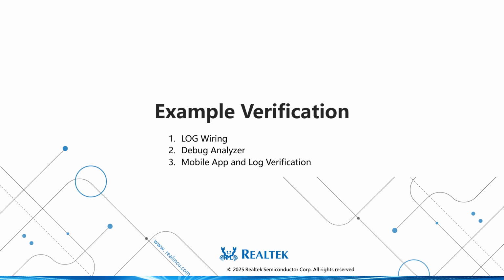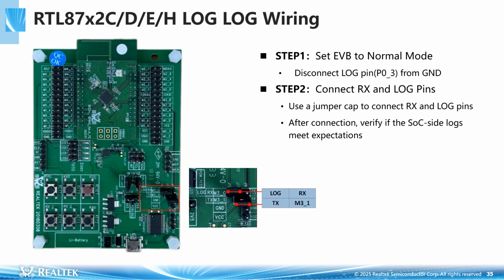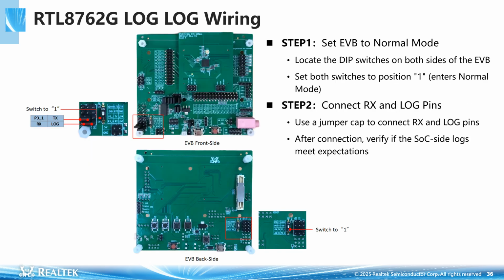Finally, after the files are successfully downloaded, we will verify whether the program runs as expected using the log and the mobile app. For the EVB of C, D, E, and H, you need to connect RX and log using a jumper cap to view the log. On the RTL8762G EVB, there is a DIP switch on both the front and back. Both switches need to be set to the 1 position. Then, connect RX and log using a jumper cap.